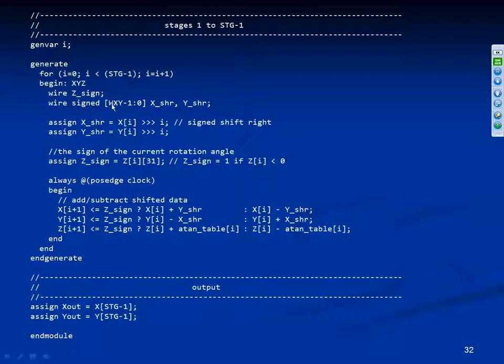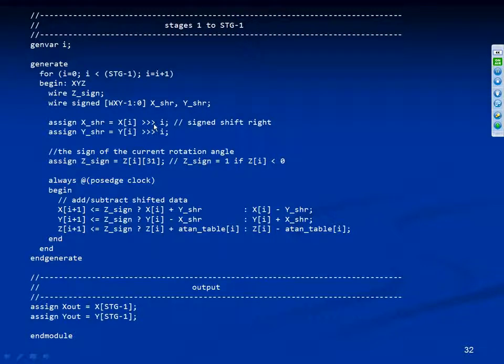And I've created the signed values of x shift right and y shift right. And they're the width of our x and y variables. So here we do a simple, the x shift right for each iteration is going to be equal to the x sub I. Remember, it was x sub I times d times 2 to the minus I.